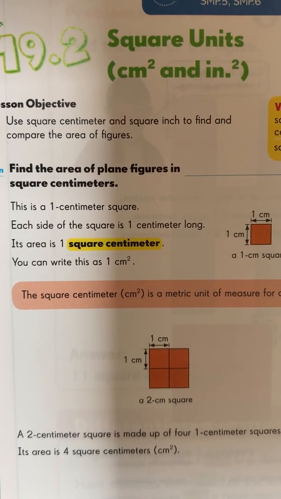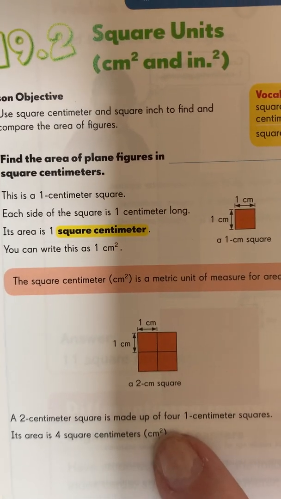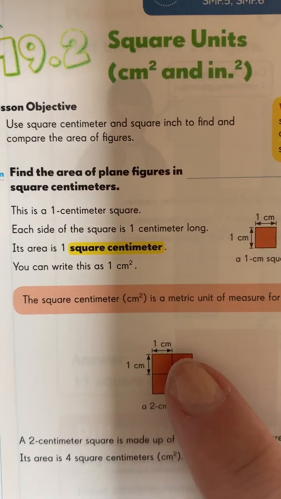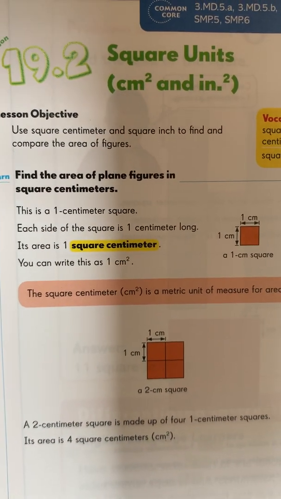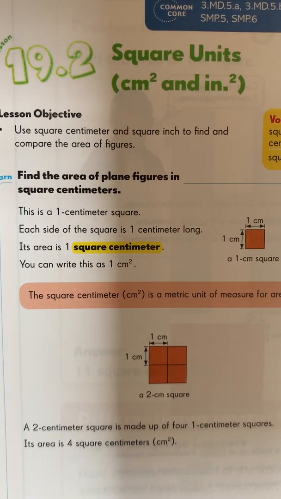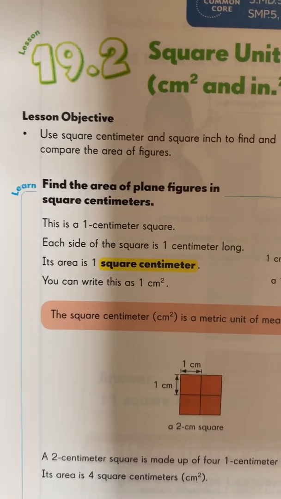A 2 centimeter square is made up of 4 1 centimeter squares. So its area is 4 square centimeters. We're going to be practicing with this more today. Let's flip to page 357.